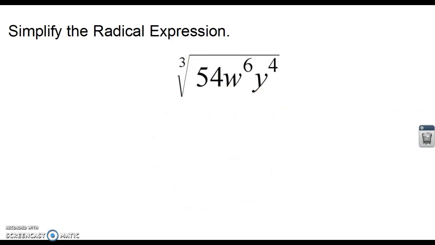A similar situation happens when the index is different than 2, and the index is 3. I will do the same exact method, except now I want to factor and I want groups of 3 at a time. So 54, you should know that that is 27 times 2, or if you don't know that, you could guess another number that goes in there, 6 times 9. We can do 6 times 9, that's fine.